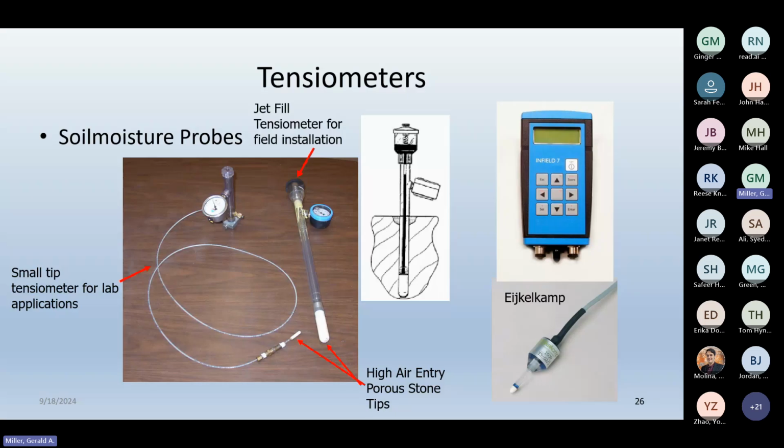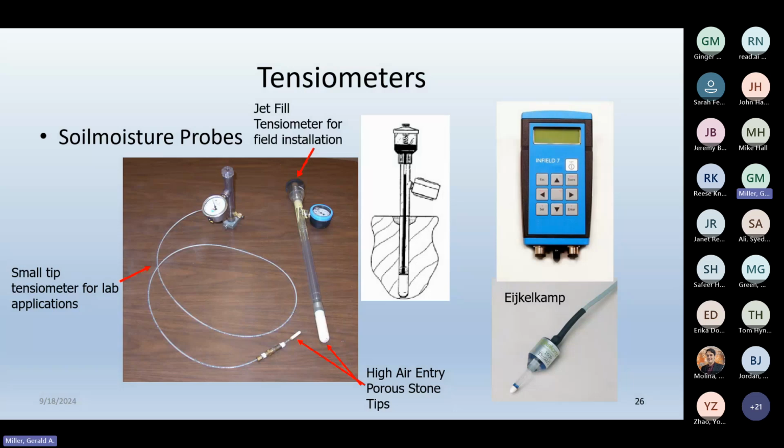So first we'll look at tensiometers. So the tensiometer, a couple of examples are shown here. The big one on the right here, this is what's called a jet fill tensiometer. These are handy for use in the field. And then on the left, we have a small tensiometer, which is mainly for lab applications. Both use the same principles.